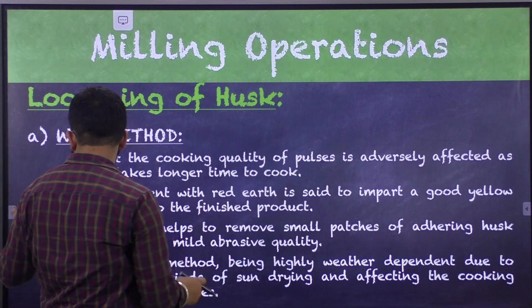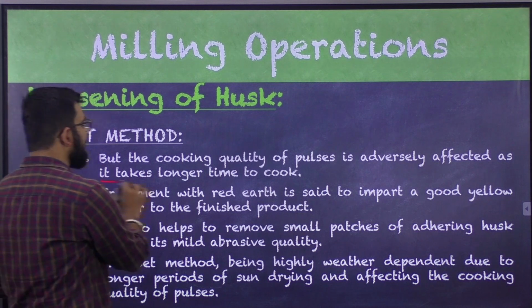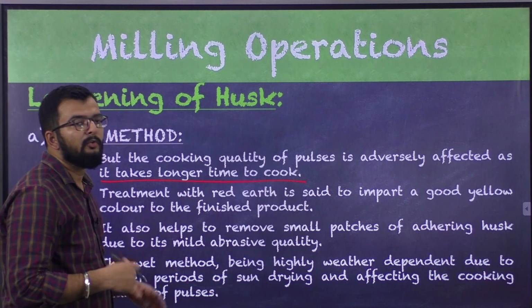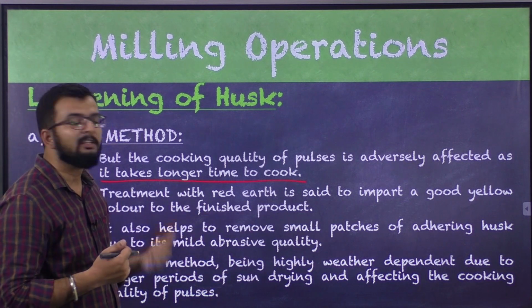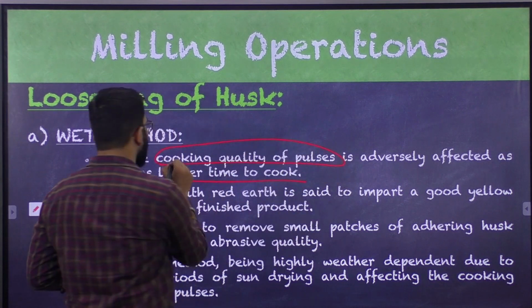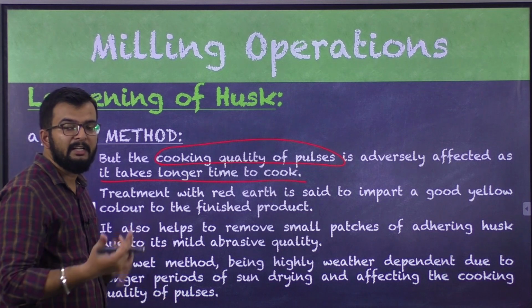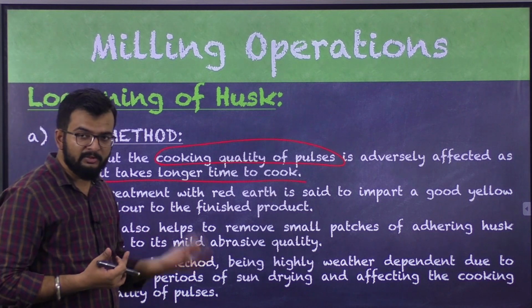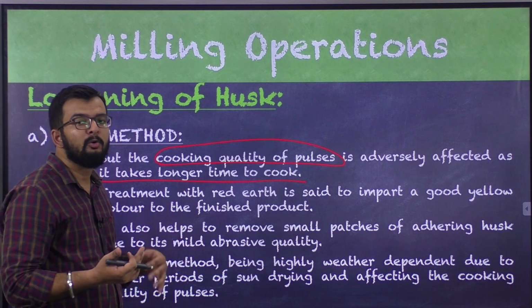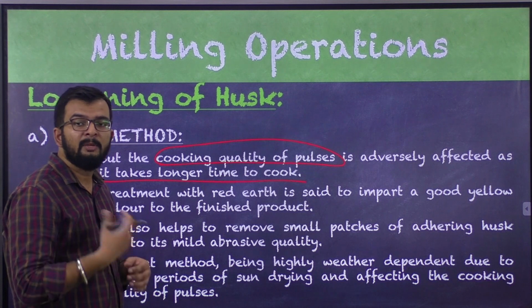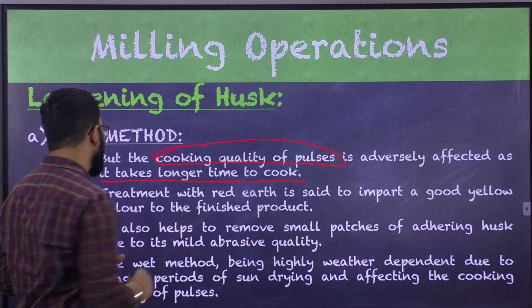Now, under the wet method, the cooking quality of pulses is adversely affected as they take longer to cook. When you steep for a longer time, the pulses take longer to cook, so the cooking quality is adversely affected when you increase the steeping time. Thus you have to balance both: the steeping time should not be too high and not too low, so that the hull is optimally loosened and can be removed easily, and it does not affect the cooking quality of the pulses.